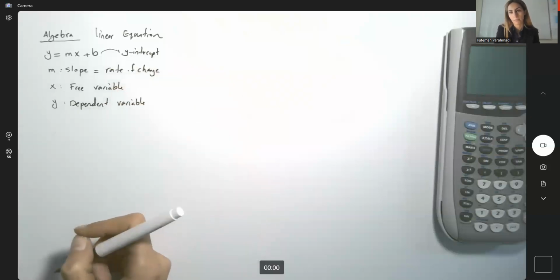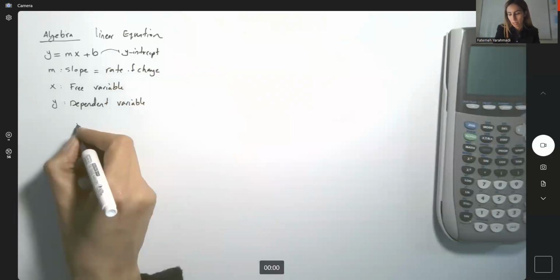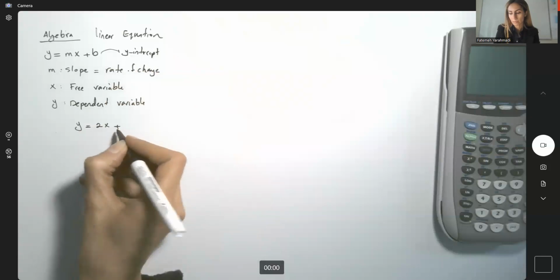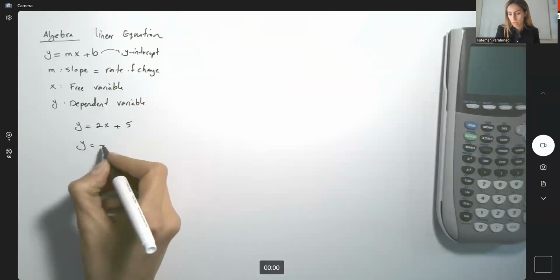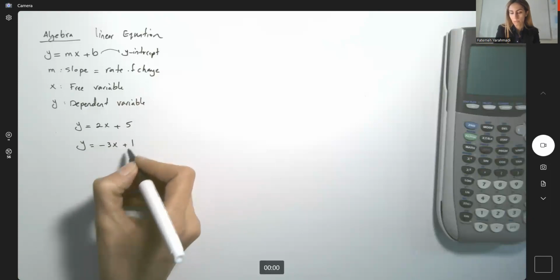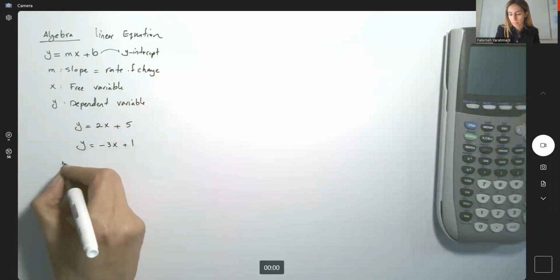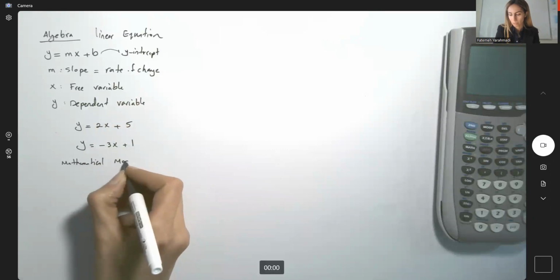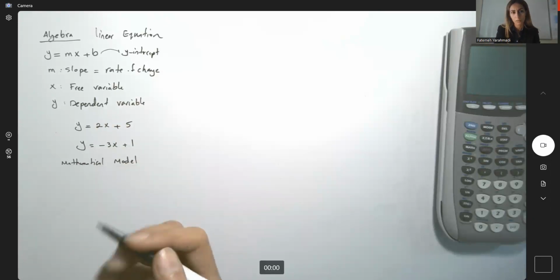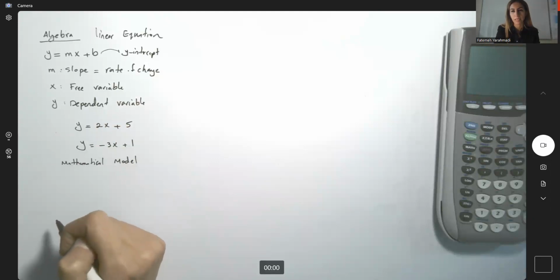Sometimes you have a nice mathematical model which represents a linear relation between x and y. For example, y equals 2x plus 5. You might end up seeing some equations that have negative slope, like y equals minus 3x plus 1. These are what we saw before. These are mathematical models that we have. And based on the slope of the line, we learned how to analyze the behavior of the line.